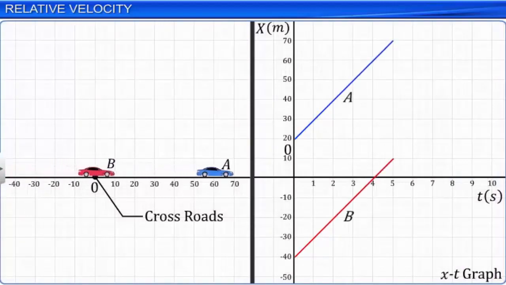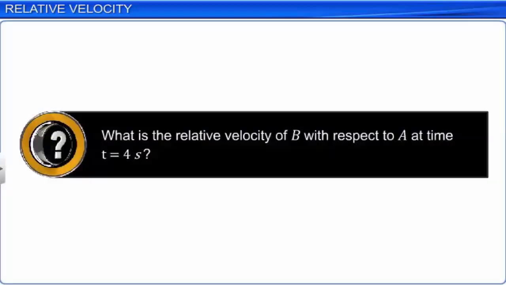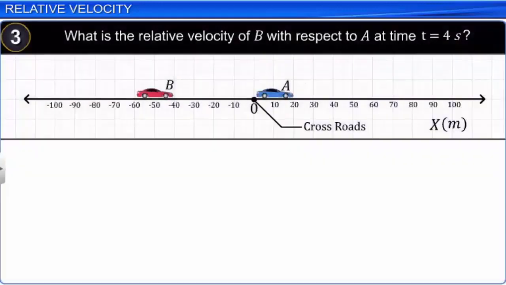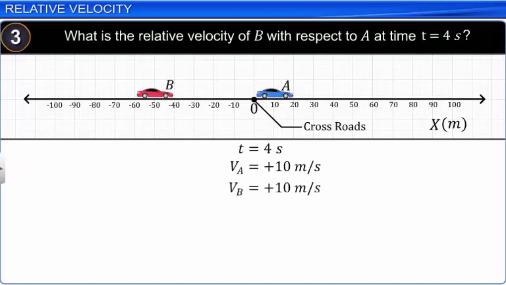What is the relative velocity of B with respect to A at time t equal to 4 seconds? We know that the values of t, va and vb are equal to 4 seconds, plus 10 meter per second and plus 10 meter per second respectively. As the two cars are moving with uniform velocity, vb by A is equal to vb minus va. By substituting and simplifying, we get 0 meter per second.